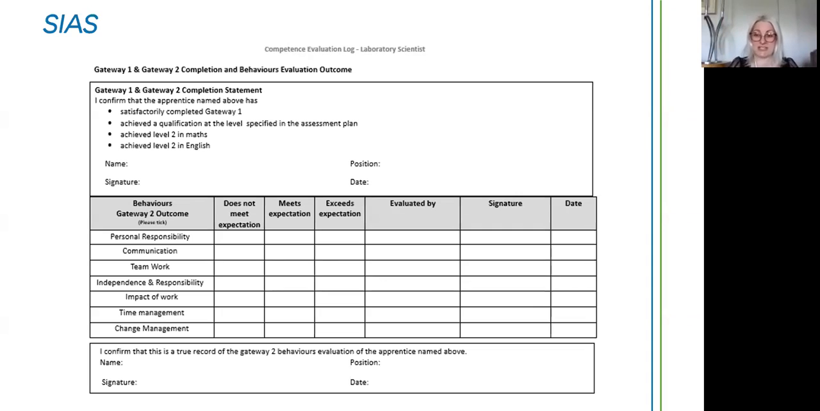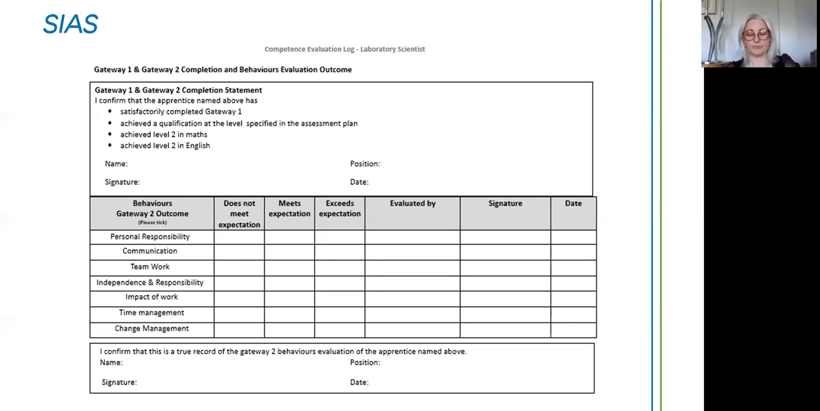And exceeds expectation would be the equivalent of a distinction. Okay, and again, if your apprentice is looking to be distinctive in their behaviours, they must be distinctive across the board. Okay, so that's in all behaviours. Again, that is down to the employer to make that judgment. So we're not coming in to say, okay then, where is the evidence to say your apprentice is distinctive in personal responsibility? We're just looking for you to make that judgment.